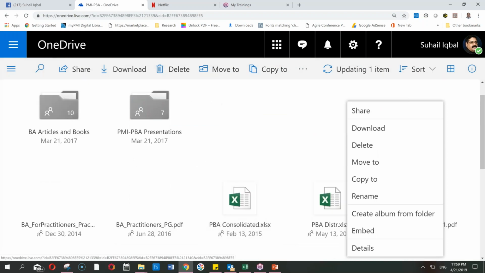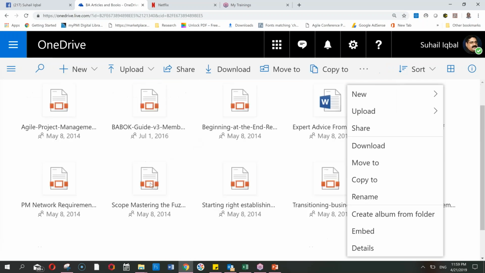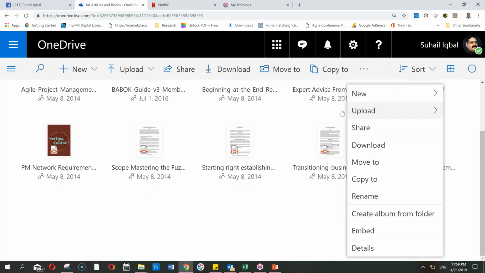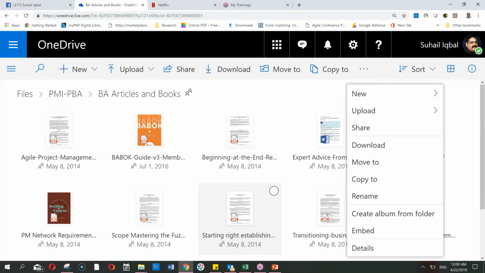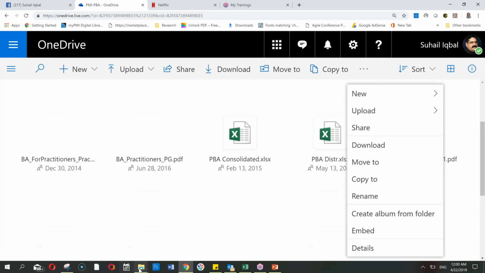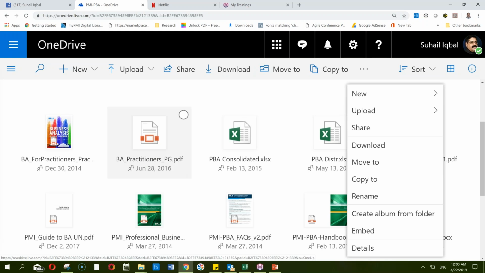Let me see what books are there. Okay, there are a number of books here, but let me put other books also in it. Actually, this material I placed there is quite a bit old one. This is business analysis.